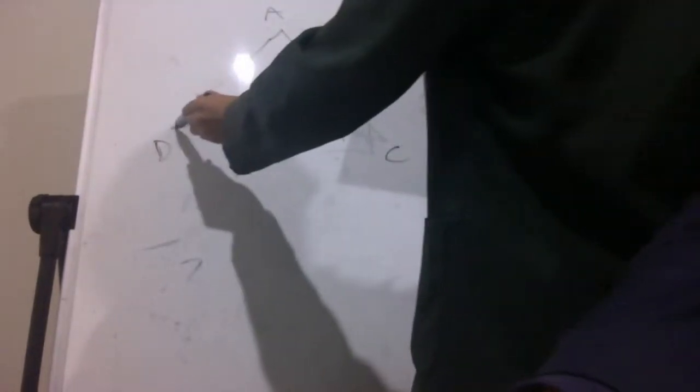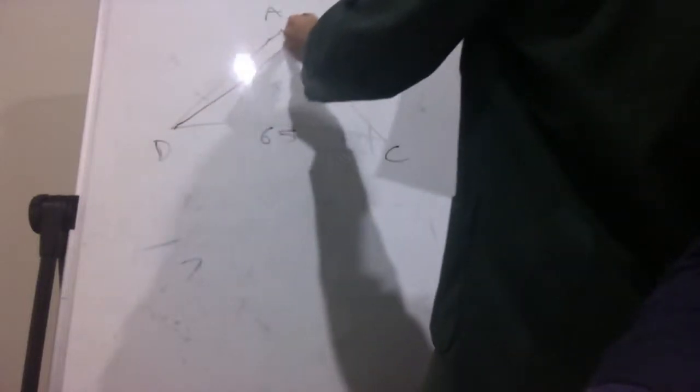So you're given a triangle ADC. So AC and DC is 65, and the altitude is 32.